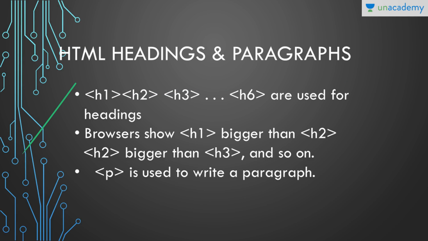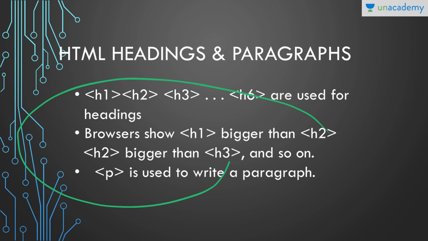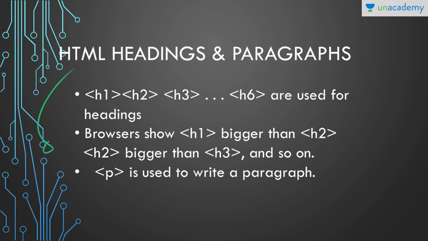So here you can see we will be using the H1, H2, H3, H4, H5, H6 tags for our headings. In our browser, the font size of H1 will be greater than H2, the font size of H2 will be greater than H3, and in the same way the font size of H3 will be greater than H4 and so on. So in this way the heading elements are used in our website.